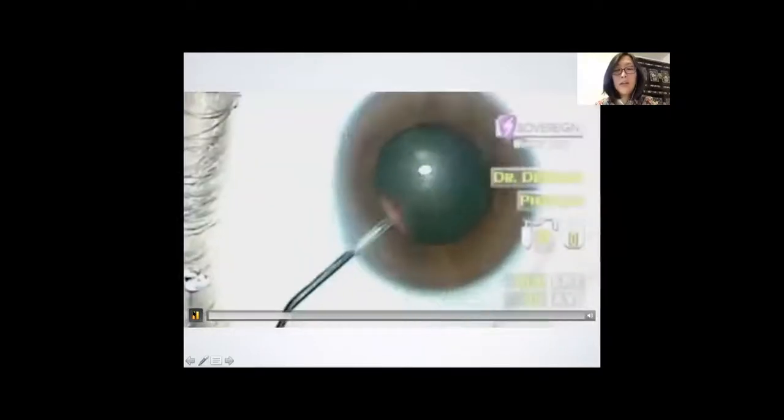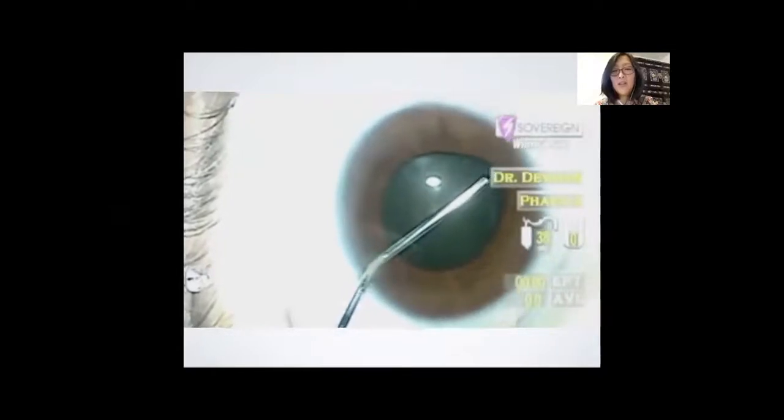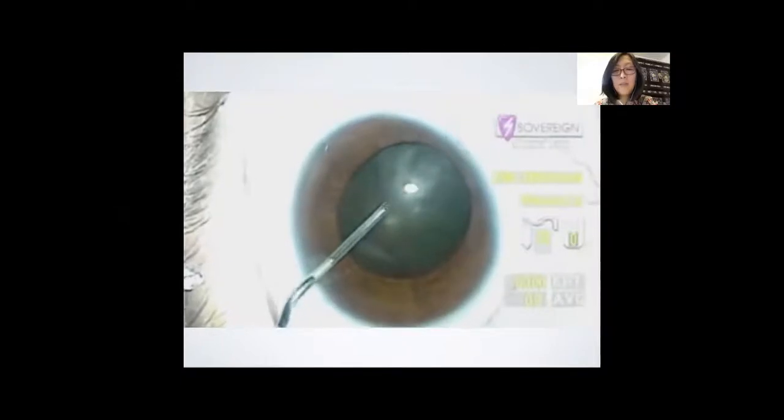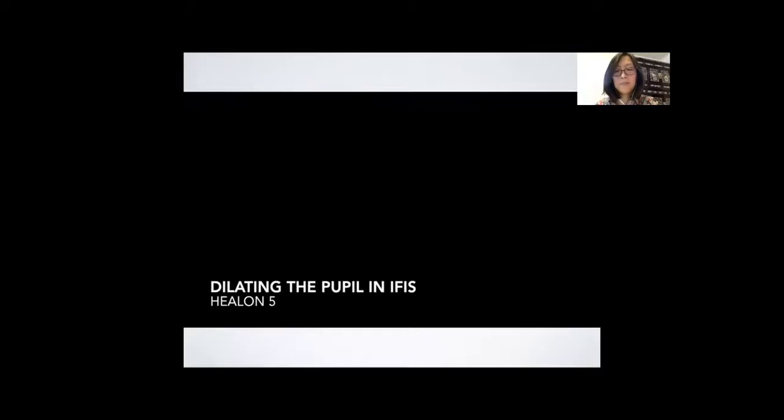So this is a case from my friend Uday Devgan at UCLA. And what he likes to do is use this very heavy viscoelastic in a case of floppy iris syndrome where the pupil is not so large. And you can see he's using this very dense cohesive in order to dilate this pupil and maintain it during the case.